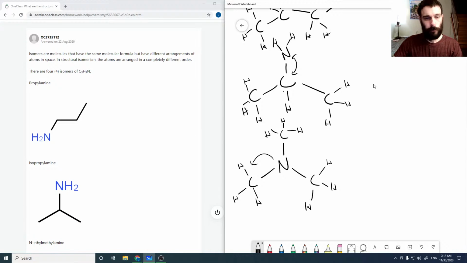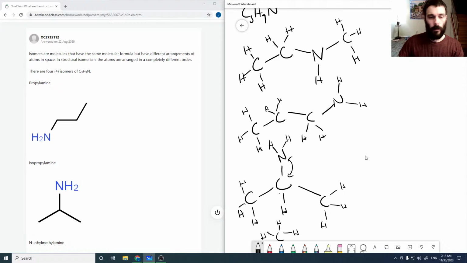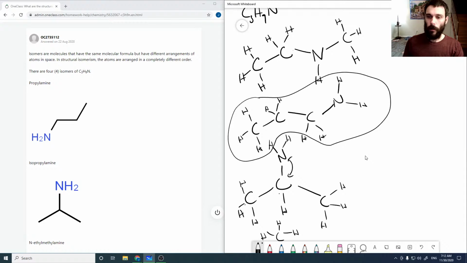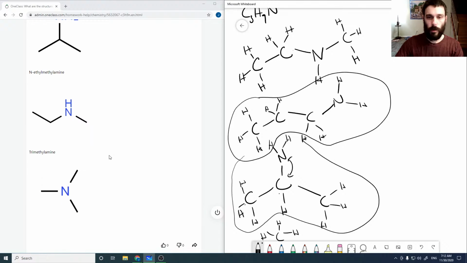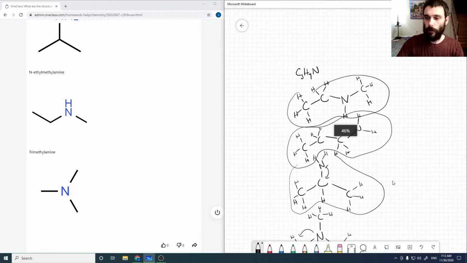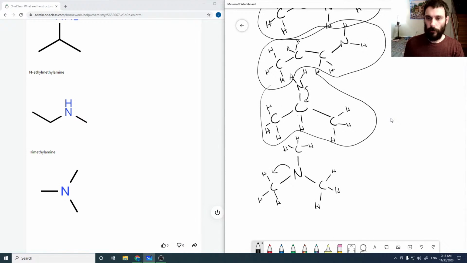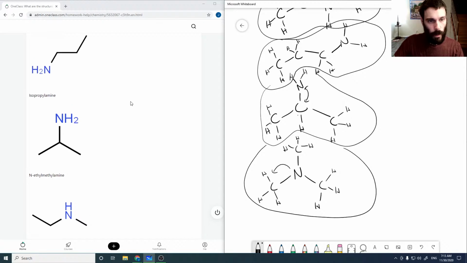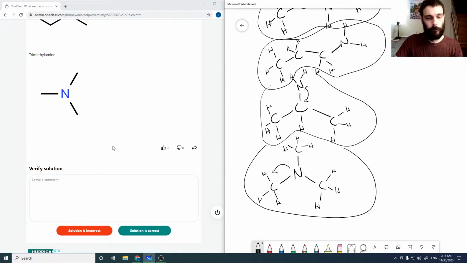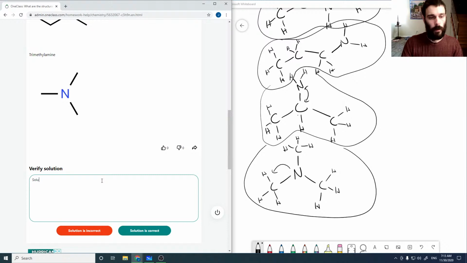So if we look at the solution here, we've got nitrogen coming off the end, so that's my propylamine. And then right below it is the isopropylamine here. And N-ethylamine is this one, and then my trimethylamine is down here. Okay, and so those are the 4 that I found, and so I believe this is correct.